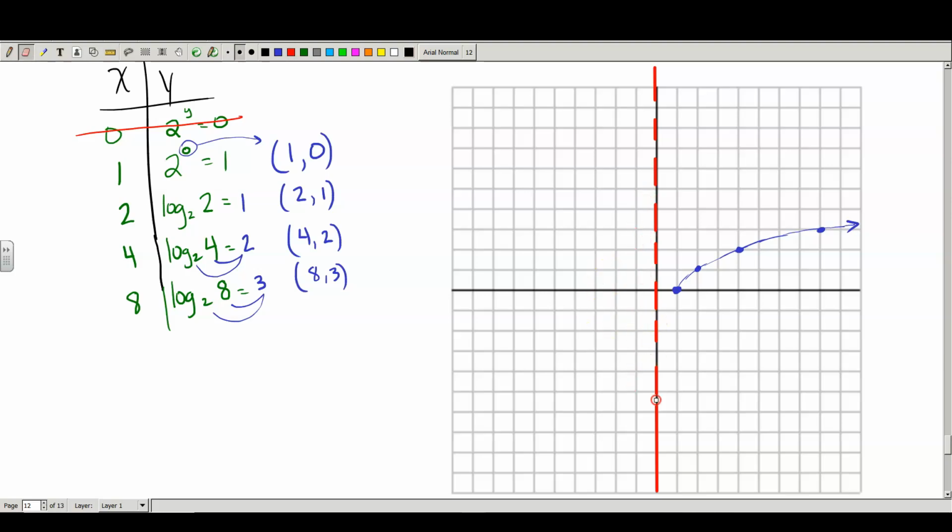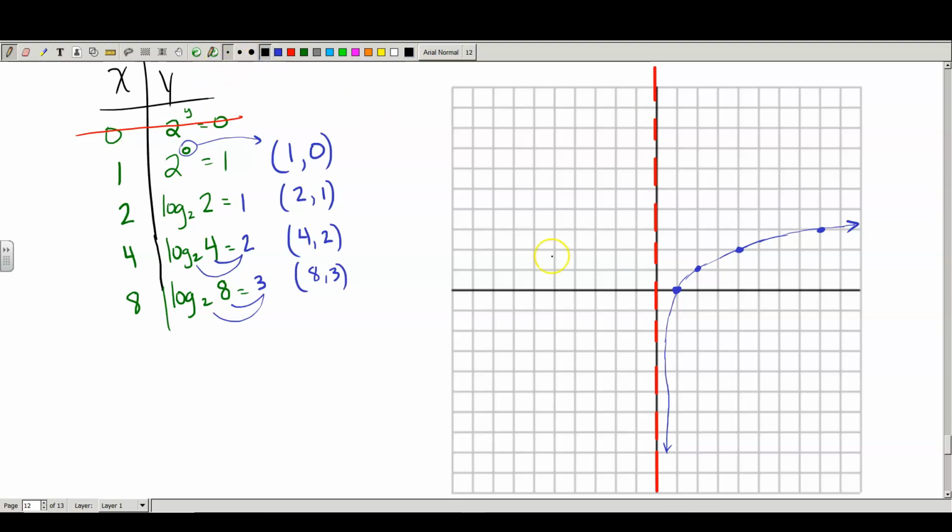And with the vertical asymptote, we know that the graph is going to approach that line closer and closer and closer. So this blue graph is going to come this way, and it's just going to come down and get closer, but never reach 0. So that's what the graph looks like.